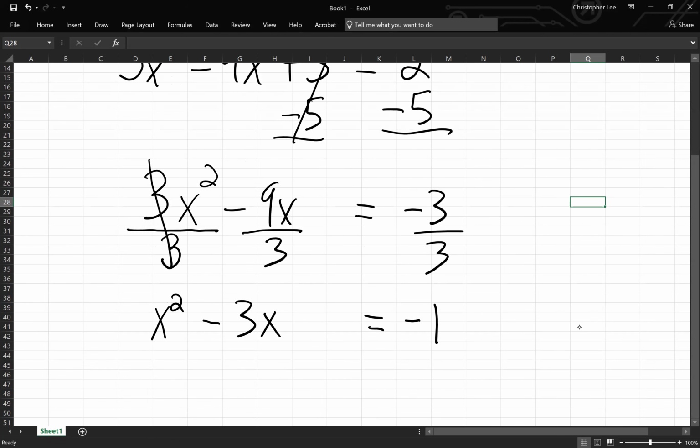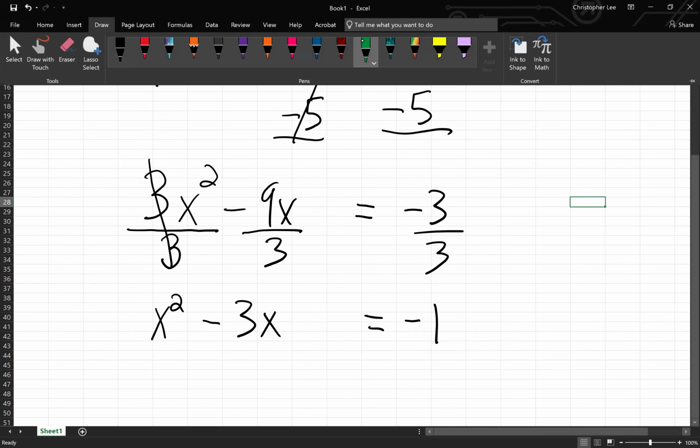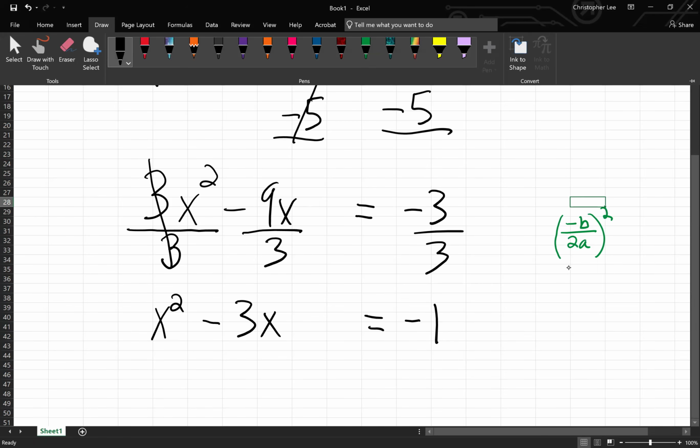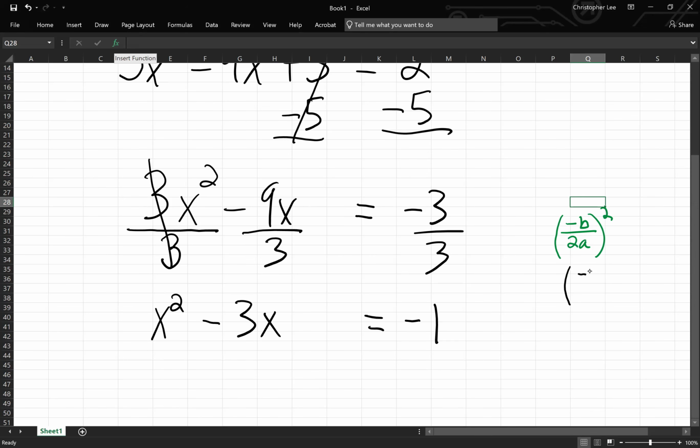Now we got to use our magic formula. Let's get our magic formula out. So we have negative b over 2a, squared. Let's plug in our numbers. This is going to be negative of -3 over 2 squared, which becomes 3 over 2 squared, which is very simply 9 over 4. Very good. So I'm going to add 9 over 4 to both sides.